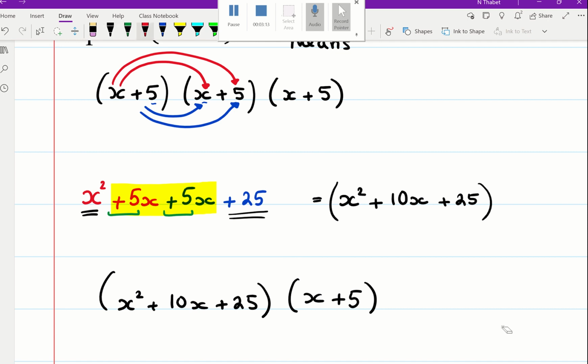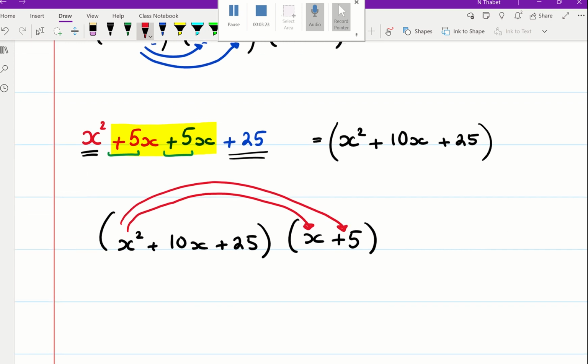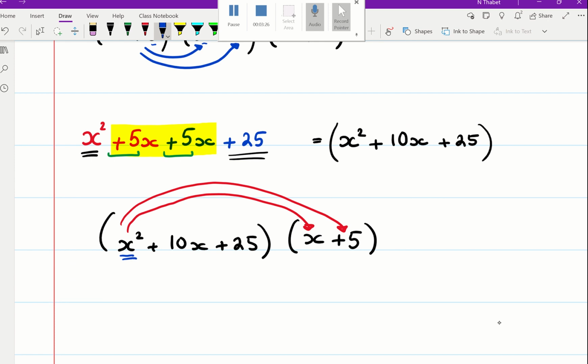And so, x squared times x, x squared times 5. Let's do it step by step. So the x squared, the first term, has to be multiplied by everything in the third bracket. So let's put x squared times x. This is x to the power of 1. So altogether I have x cubed. And then x squared times a positive 5 is a positive 5x squared. No x cubed. There isn't a third x. So 5x squared. So we've done x squared, but now I need to multiply the 10x.